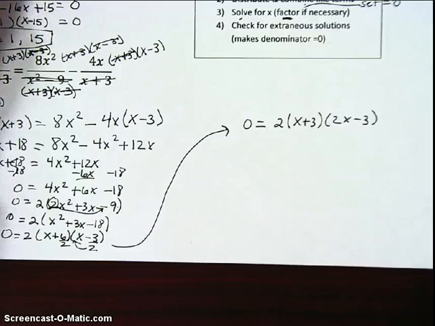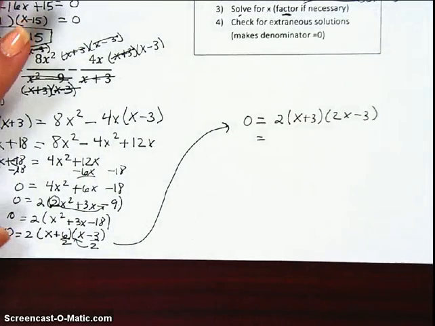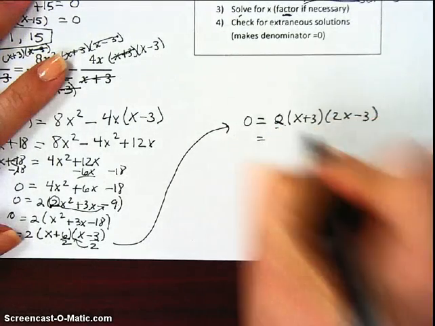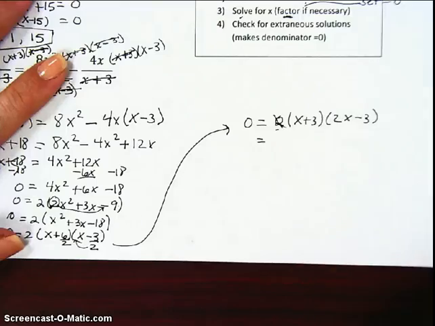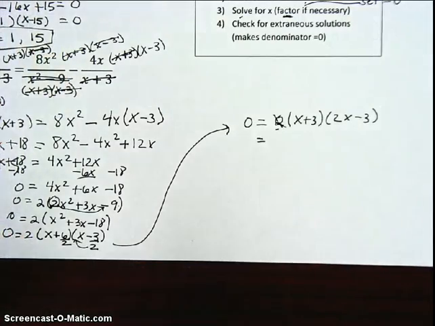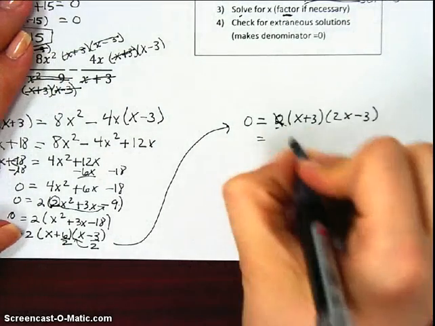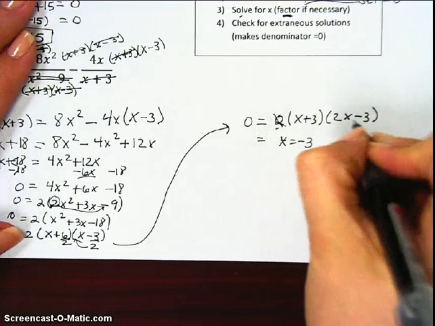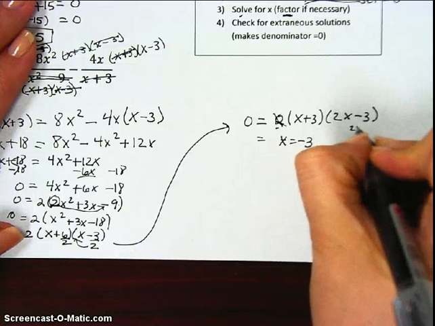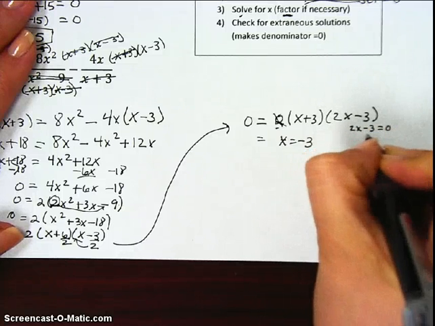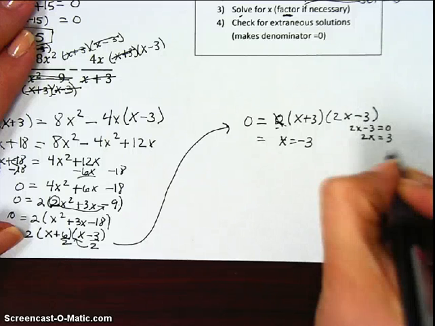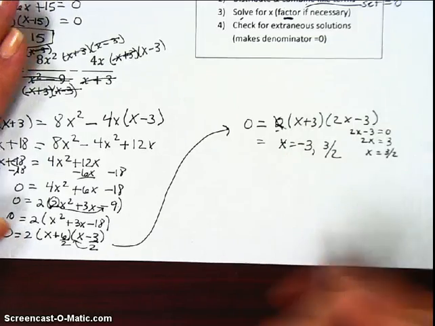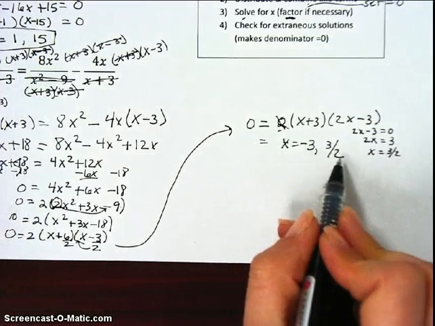Okay, now we need to find our solutions. So we're looking for all the things that make x 0, all of our roots, all of our zeros. The 2 doesn't have an x, so we're going to kind of just ignore it. It's just there affecting the width. x plus 3, that would be x equals negative 3. Here we want to set this equal to 0, so 2x minus 3 equals 0. So 2x equals positive 3, x equals 3 over 2. So we've got x values of negative 3 and 3 over 2.